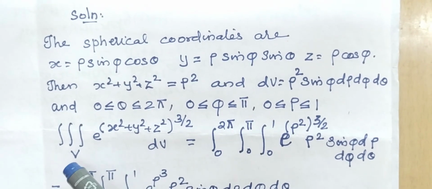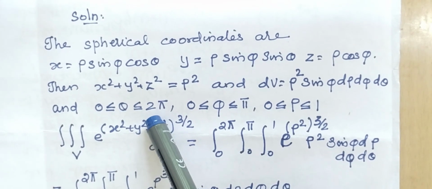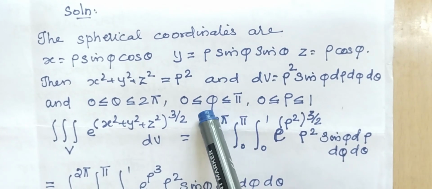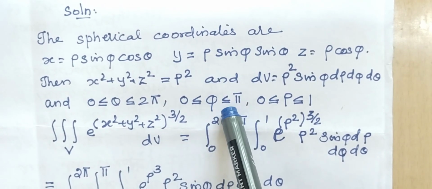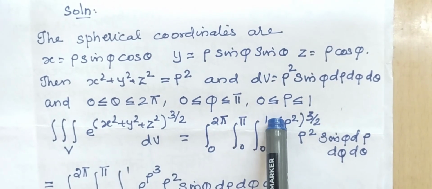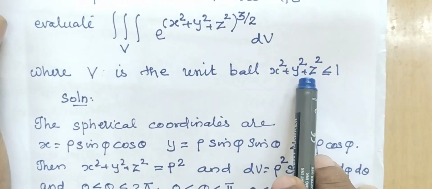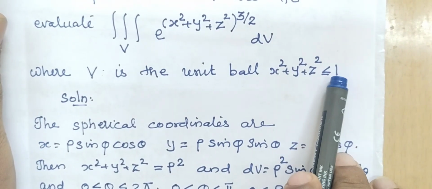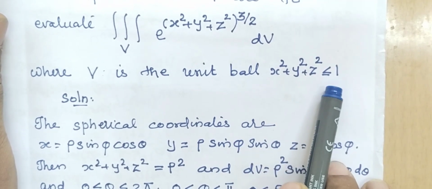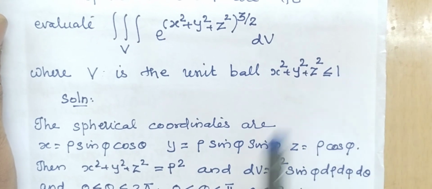And theta varies from 0 to 2 pi. That means this is a full circle. And phi varies from 0 to pi only. That is the upper half only. And rho is 0 to 1, because here the question is x square plus y square is equal to 1. So therefore rho varies from 0 to 1 only. If it is 4 here, we use 0 to 2.